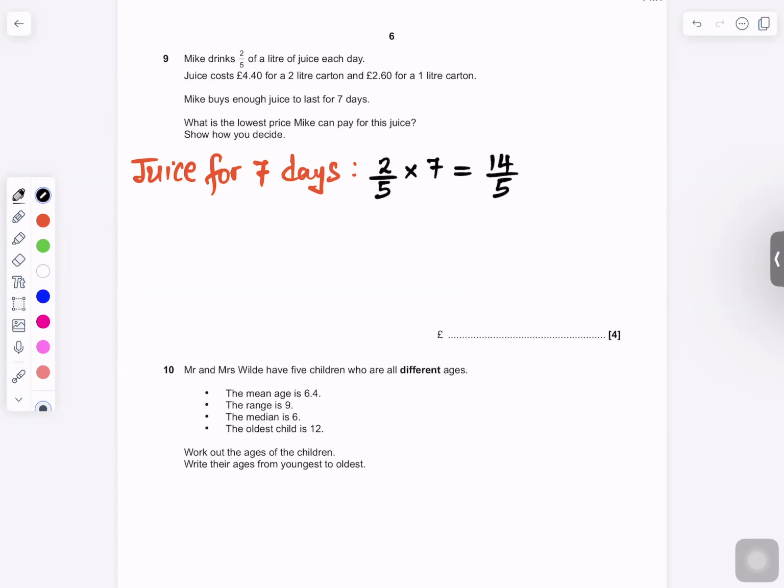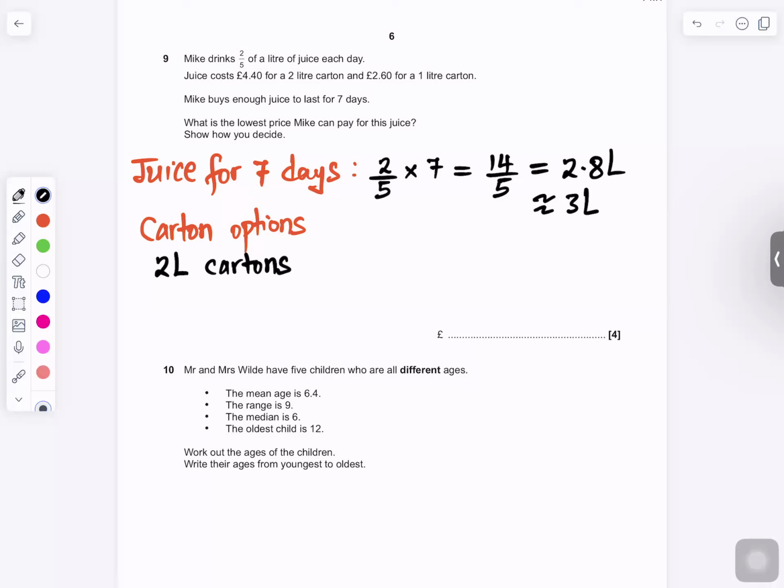14 over five is... put it in your calculator, what's 14 over five? 2.8 liters, which is approximately 3 liters. So you want the carton options. The carton options are the sizes that you want to buy. So 2 liter cartons, and then 3 liter cartons.